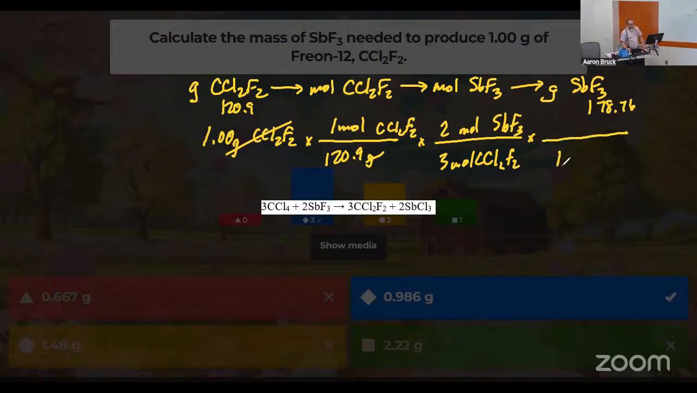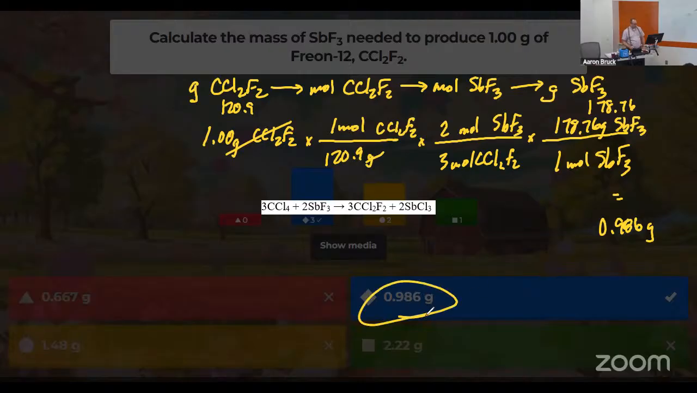And then the last step would be to turn the moles of the antimony trifluoride into grams. For that, you need the molar mass again. So if you do this all the way across, 1 times 2 times 178.76 divided by 120.9 divided by 3, you end up with 0.986 grams, which was the blue diamond here, and half you got to that.